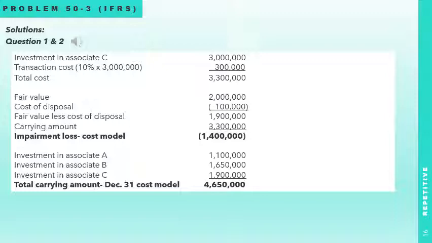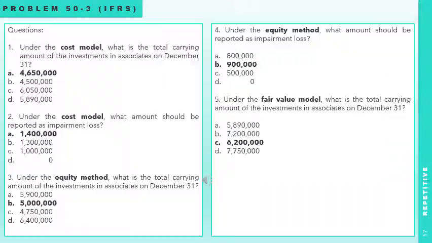Since the fair value less cost of disposal is lower than the carrying amount, the investment associate C is impaired. And to get that, we simply deduct the carrying amount of 3,300,000 to fair value less cost of disposal amounting to 1,900,000. We'll get the impairment loss amounting to 1,400,000, which is letter A. For question 3 naman po, under the equity method, what is the total carrying amount of the investments in associates on December 31?